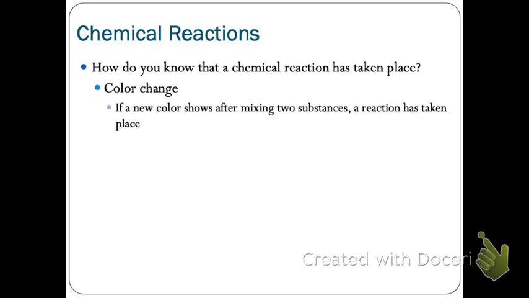A color change indicates to us that a chemical reaction has taken place. This happens like when the leaves change color, right? When rust forms on a vehicle or some sort of metal, right? That's a chemical change. So if you mix two clear things together and you get something yellow or something pink or whatever, that has to tell us that a chemical change has taken place.